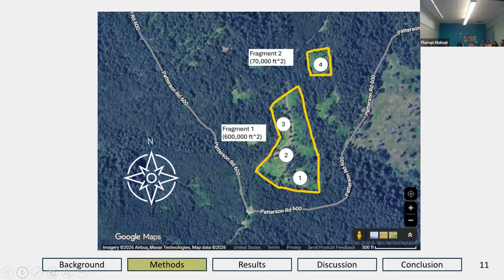So this is a close-up of that black rectangle, and I did put my research sites in 2 oak savanna fragments. So the first fragment was about 600,000 square feet, and that's outlined in yellow there. And I set up my research sites 1, 2, and 3. And then in the second fragment, which was about 70,000 square feet, I set up my 4th research site. And that was just because there wasn't enough space in the first fragment for 4.